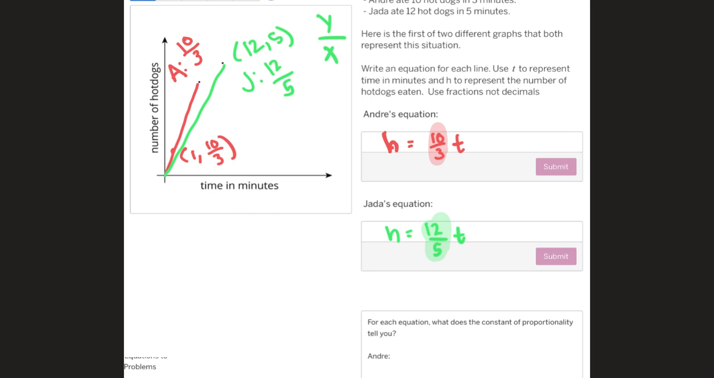The constant of proportionality for each of them means that's the rate they're eating hot dogs. They're eating 10/3 of a hot dog for every 1 minute. I don't know if you can eat 10/3 of a hot dog, but it's okay.